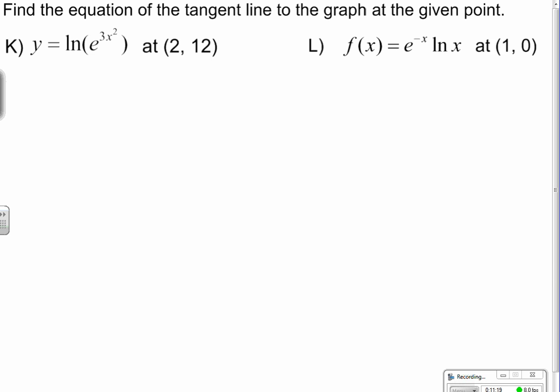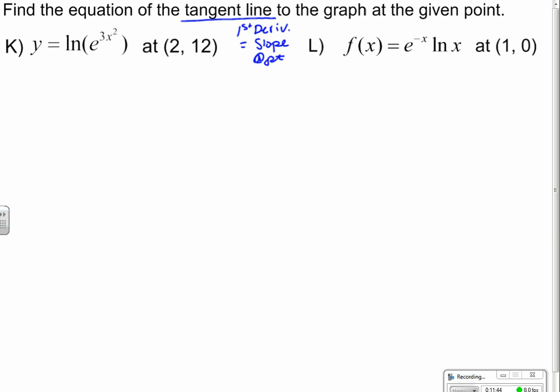Letter K and L, we just got 2 to go. Find the equation of the tangent line to the graph of the given point. Well, in order to find a tangent line, we need to do a first derivative, and that will get us our slope, right? That will get us the general equation for slope, but I'll have to put it in the slope at a point.